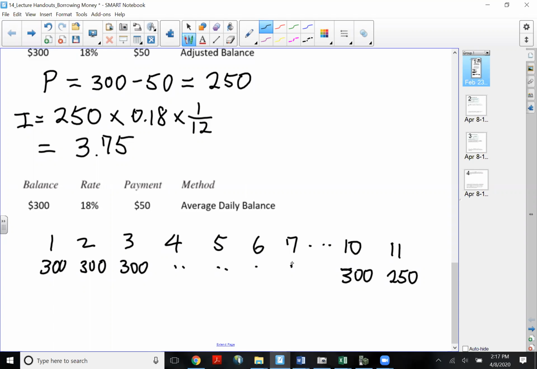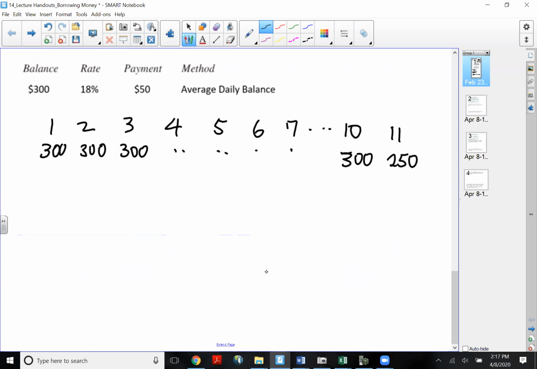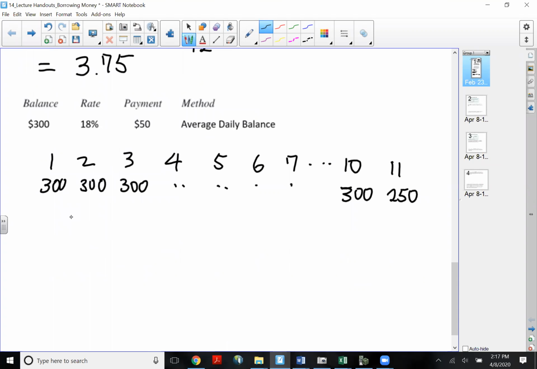Remember, when we define average, normally people say we add them all up and divide by how many we added. And that's exactly what we're going to do. From the first of the month to the 10th, it's 10 days. Every day I owe $300. 300 plus 300 plus 300, 10 different times, is the same as 300 times 10, which if I add them all up will be 3,000.